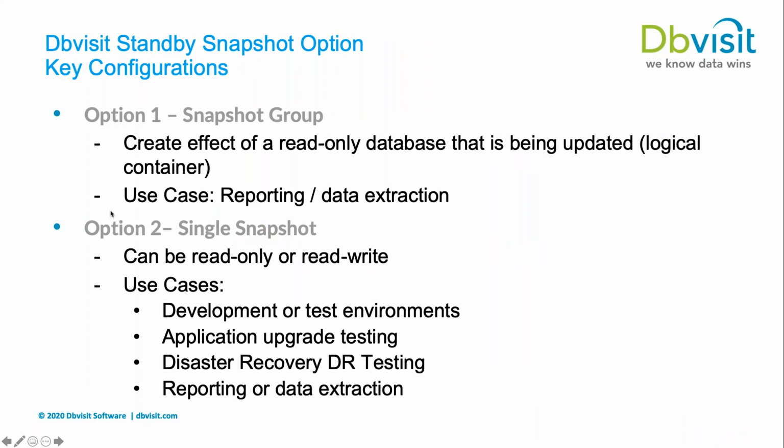There are two options for snapshots. One is a snapshot group. It creates the effect of a read-only database that's being updated. For example, a snapshot group can be created for more than two or three snapshots. The maximum allowed is 4. It usually uses a standby database to create a logical container, and then a database will be created at a particular interval. For example, if you have given the interval as 15 minutes, every 15 minutes a new database will be created, and a listener will point to this new database, making it the leader. This makes sure that the data keeps getting updated from your primary, and the latest data is available as snapshots in the standby as well.